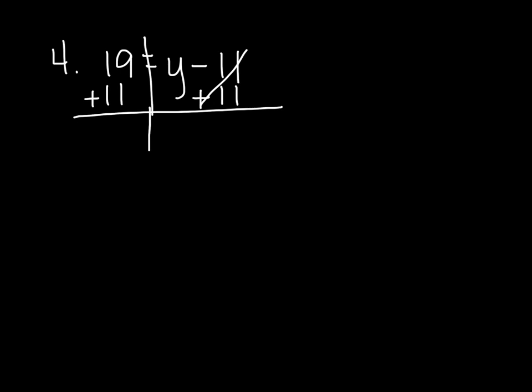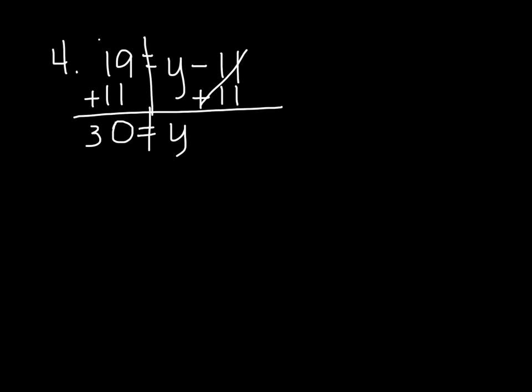So I'm left with y on this side of the equation. And then I've got 19 plus 11 on the other side of my wall or my equal sign. Well, 9 plus 1 is 10. Carry my 1. That makes 30. So my answer is 30 equals y, or y equals 30.